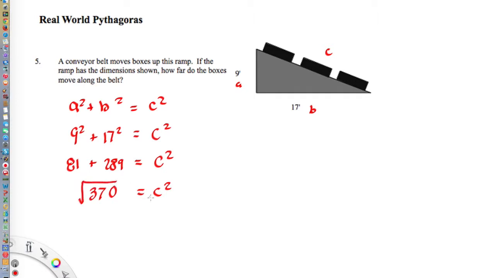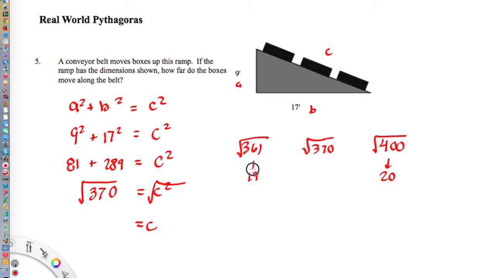And we want to find the square root. Now, okay, so the square root of c squared is c, and now this is where we want to find the square root of 370. We don't need a calculator for this, folks. We're just estimating the square root of 370, and we know that the square root of 370 is somewhere between the two perfect squares of 361 and 400. Okay? 400 is going to be 20 times 20, and 361 is 19 times 19. So it's going to be somewhere between 19 and 20, 19 point something.